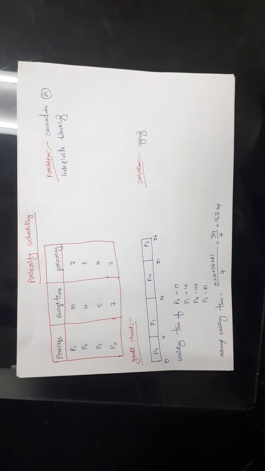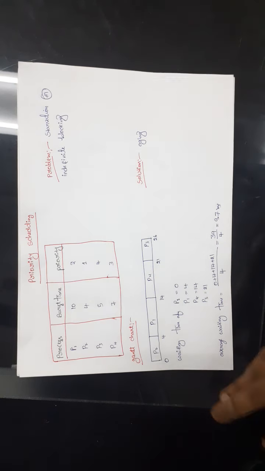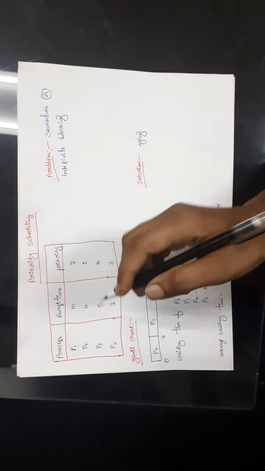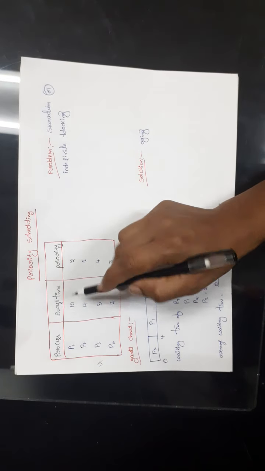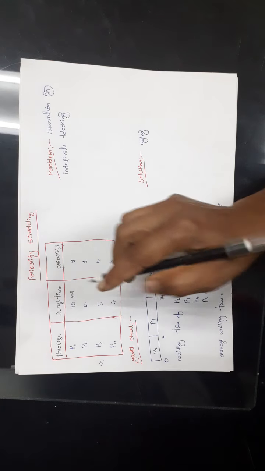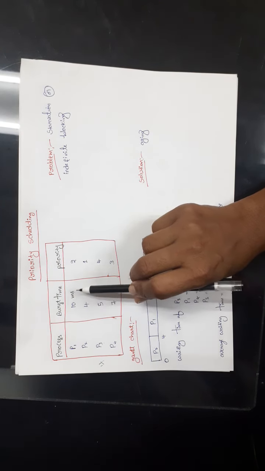In this video, I am going to explain about priority scheduling. I will explain what priority scheduling is with the help of an example. So let us assume that I have four processes P1, P2, P3 and P4. Here we have the burst times of these processes in milliseconds. So P1 requires 10 milliseconds of CPU time in order to finish its execution.